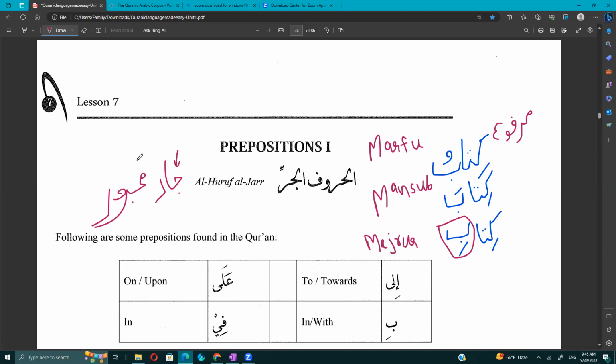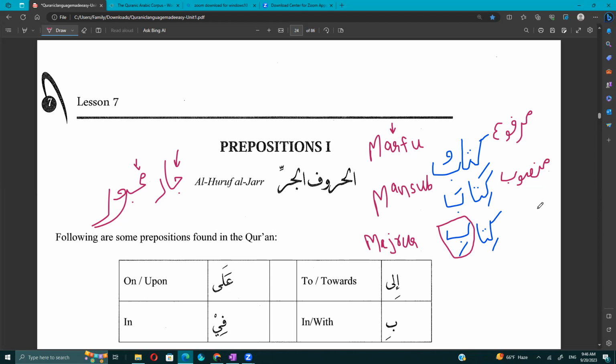This has made the noun majroor from what? Marfu. It was marfu before, which means it had a dhamma before it. And now it became majroor because it has a kasra on it. Is it clear, sister? Yes. Alhamdulillah. So only the nouns will be called majroor.